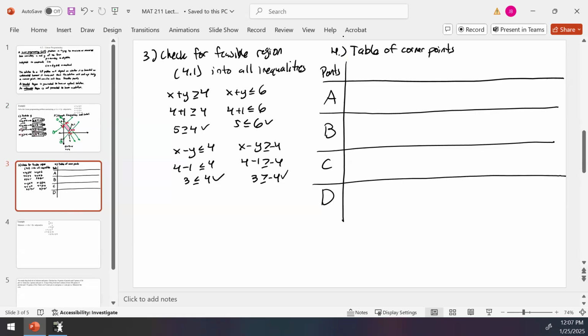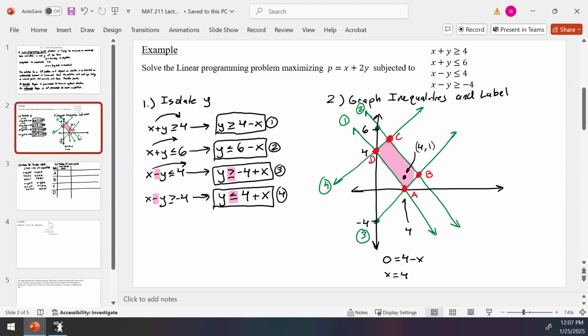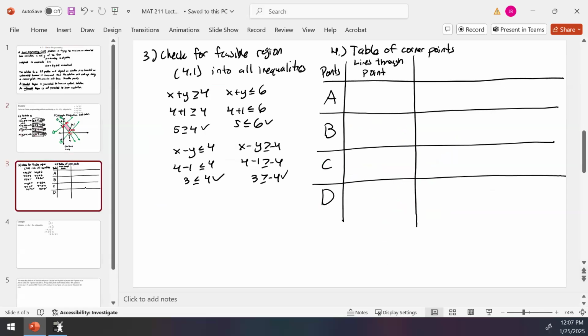And so the first part I put lines through point. So basically, you're going to write down which equations are making up that point. So for point A, if I go back to the graph, right? Point A is made up of equation number 3 and equation number 1, right? Equation 3, equation 1. So that's what makes up point A. So I'm going to write down 1 and 3, right? You could actually write out the equations if you want to, but I'm saying 1 and 3.